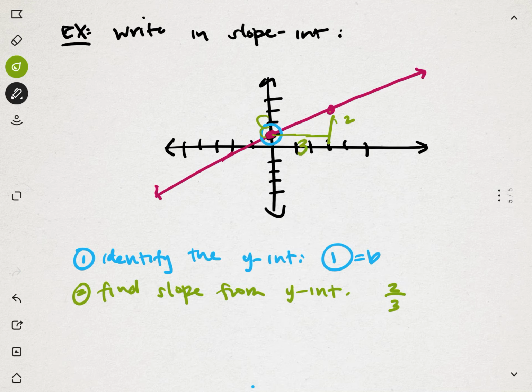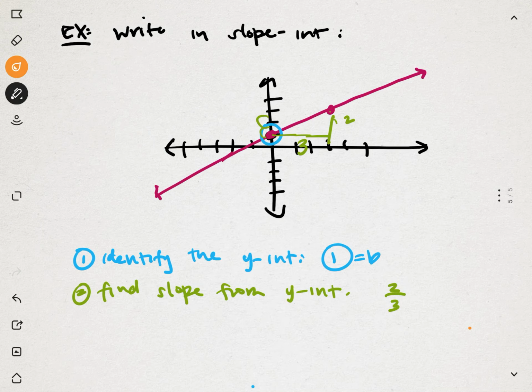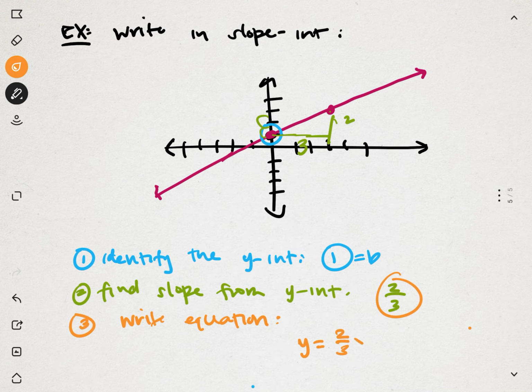And then lastly, we're just going to write our equation. So y equals, again, our slope is m, so 2/3. That always goes next to our x. And then our y-intercept was 1.